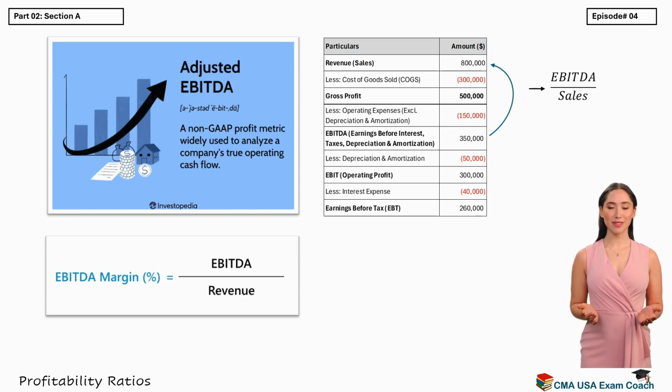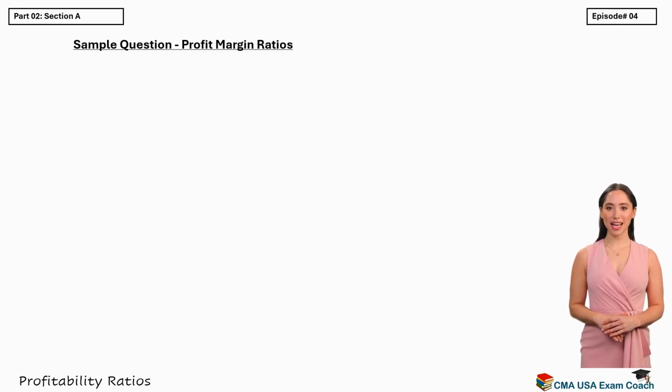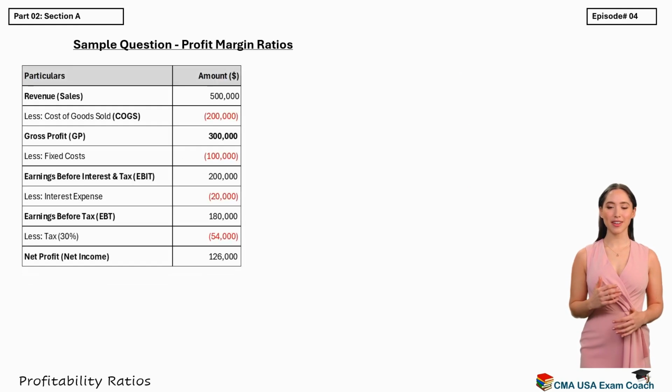capital-intensive industries. Now that we've learned the key profitability ratios, let's put them into action using a practical example. In this slide, we'll walk through a sample income statement and calculate each ratio based on the values we've discussed earlier. This will help us understand how these ratios are applied in real business analysis and what each percentage truly means. Let's begin with the data provided.